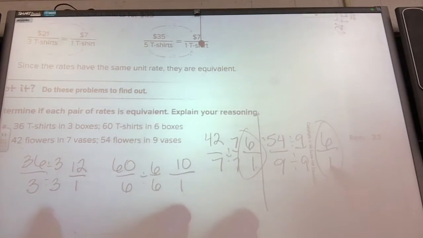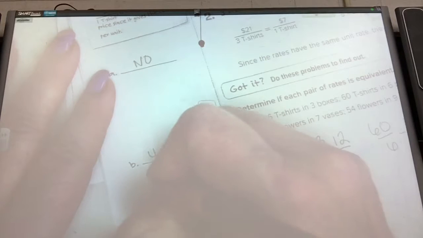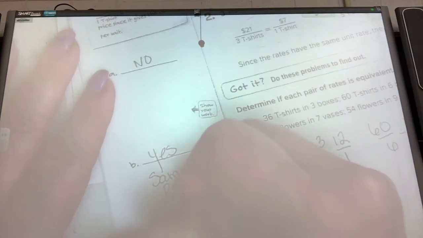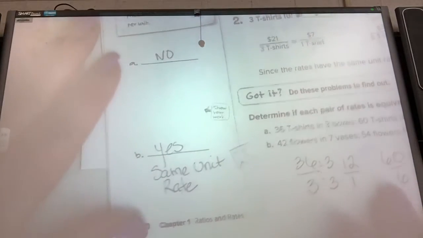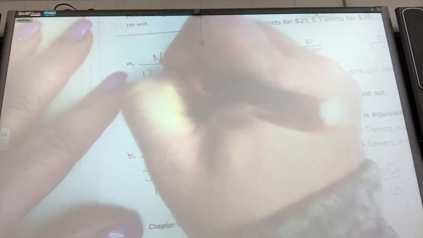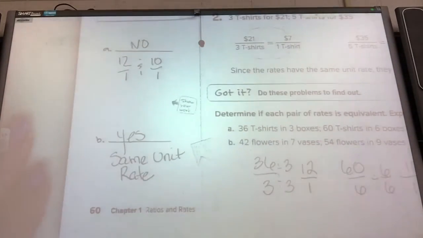6/1 and 6/1. Are they equivalent? Yes, they are. And I'm just going to write same unit rate. And really, for the top one that said no, you could just write 12/1 and 10/1 so that you know why they're not equivalent.